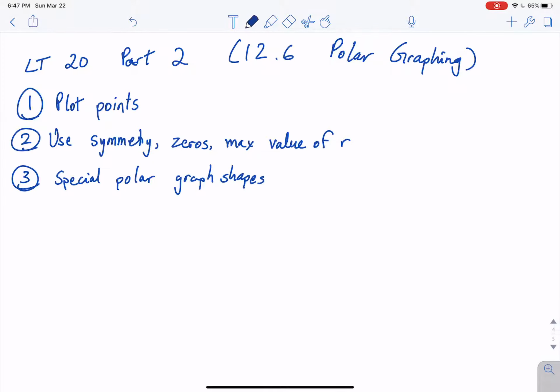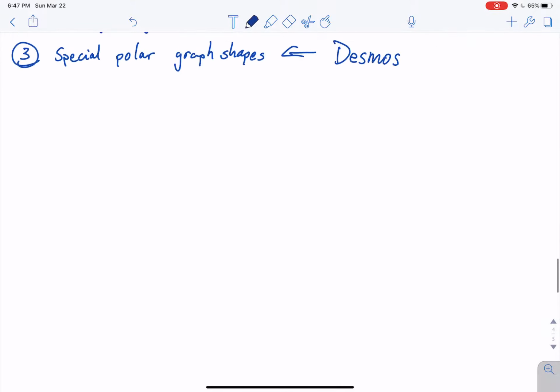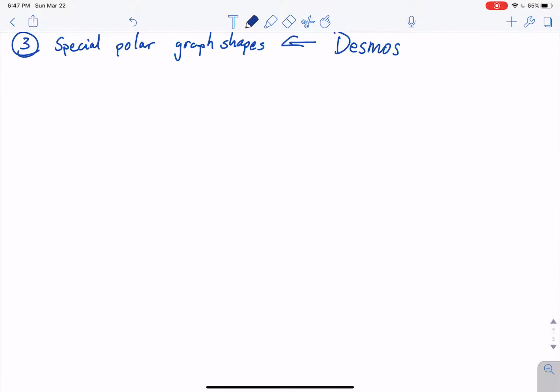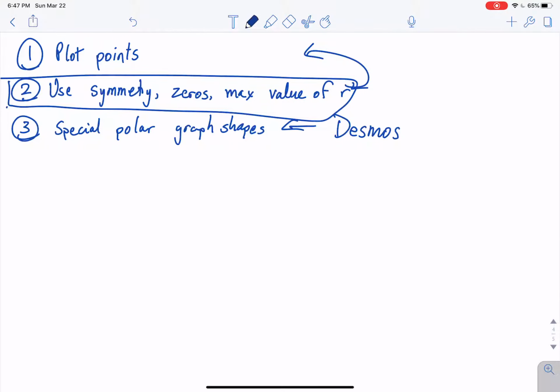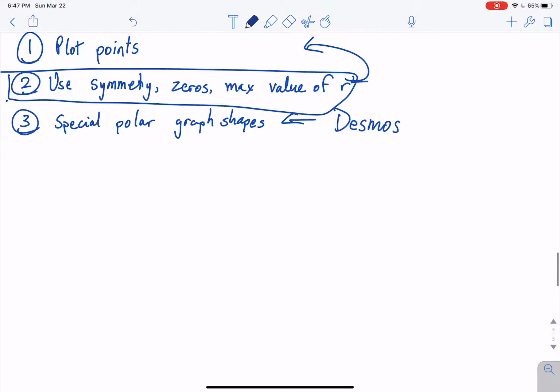So in this video, we're going to focus on 1 and 2. And then 3 is going to be on the Desmos activity that you have. So let's focus on plotting points and symmetry. We'll do symmetry first, and then we'll put that together with plotting points to graph things. So starting off with symmetry.